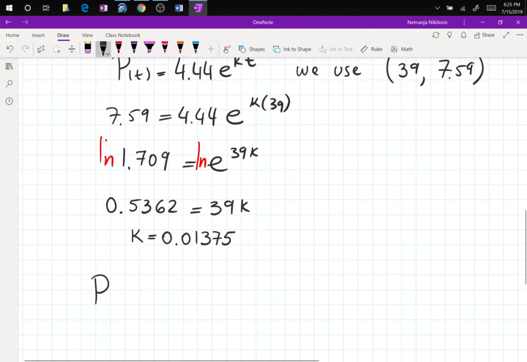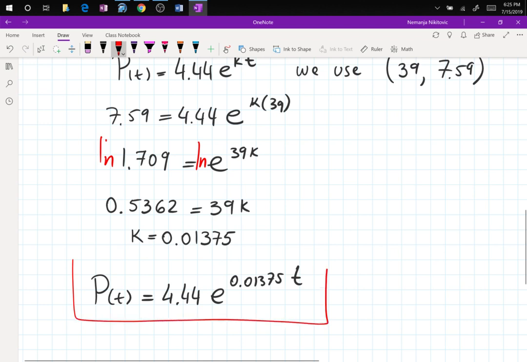Great. So now we have the population as a function of time, which is going to be 444 e to the 0.01375 t. This will be known as the population model. And now you can plug in whatever value you want for t, and you can calculate the population. So now you want to say, well, what is the population in 2000? You will plug in t equals 20, right? From 1980 to 2000 is 20, so t equals 20.